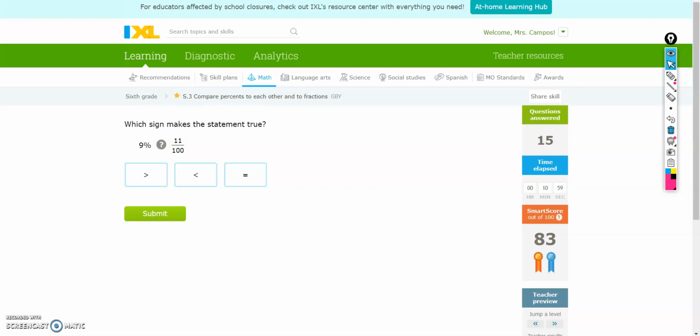We have 9% and then we have 11 over 100. 11 over 100 is 11% because anytime it's over 100, it's already there. So I know 11% is more.